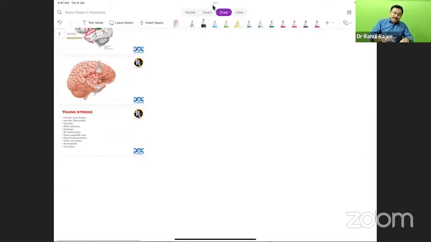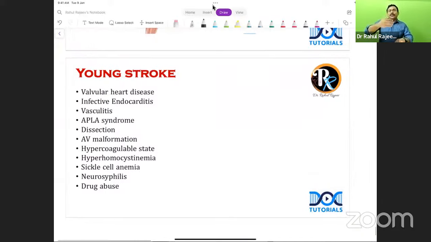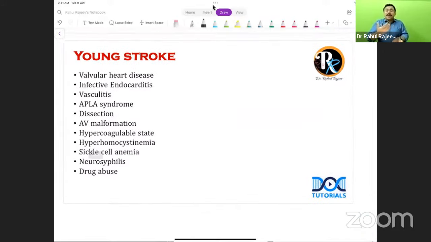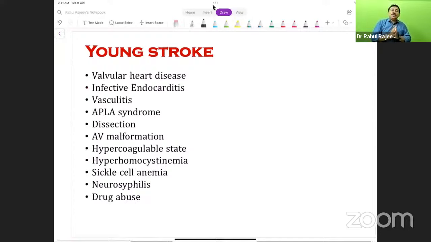Now, this is very important because etiology might change according to the age as well. Suppose you get a patient who is of a young age. In our patient, it was a 68-year-old male. But what if it is a young patient with a stroke? Then the possible etiologies that you will be thinking of will be slightly different.